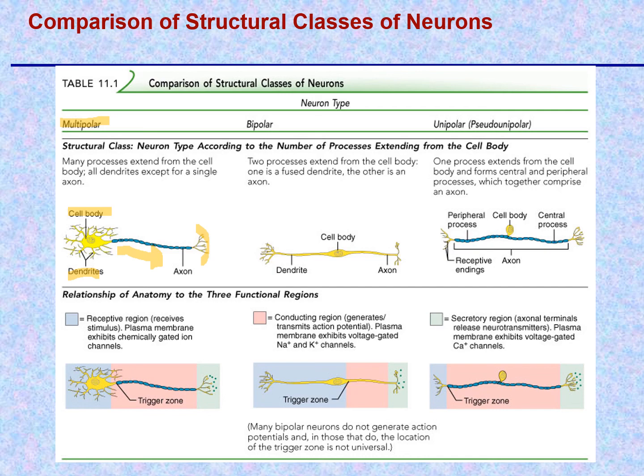A bipolar cell is shown here, where the cell body is in the middle, and you have a dendrite on one side and an axon on the other. And then you have a unipolar type of structure of neurons, where you have a receptive area, and the whole thing is considered an axon, and the signals are going in this direction down towards the axon terminal. This is the receptive area receiving signals, and the cell body's in the middle there.